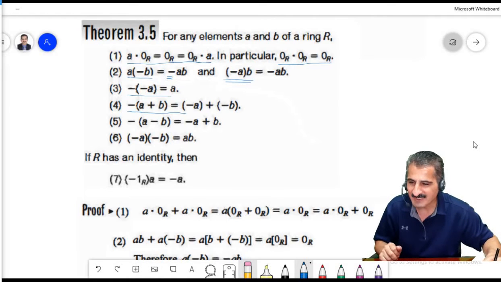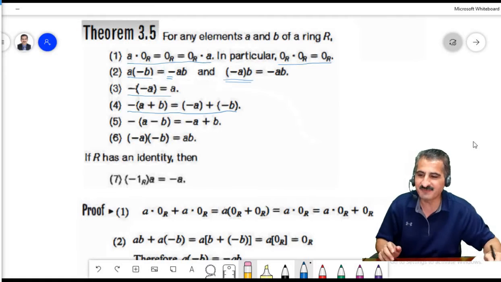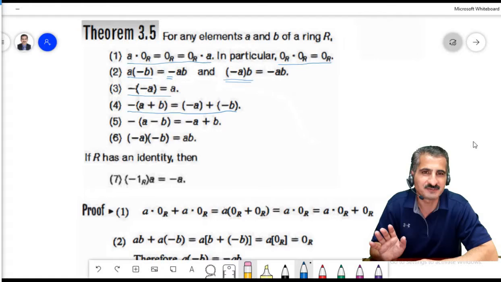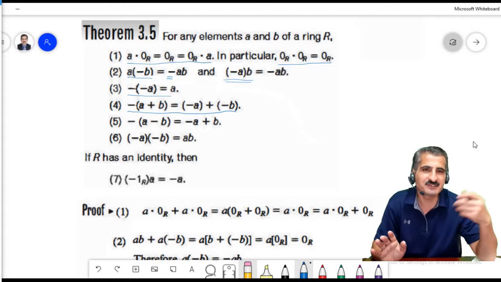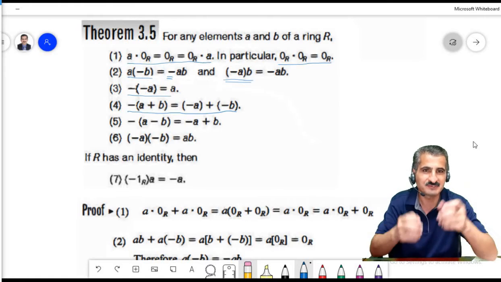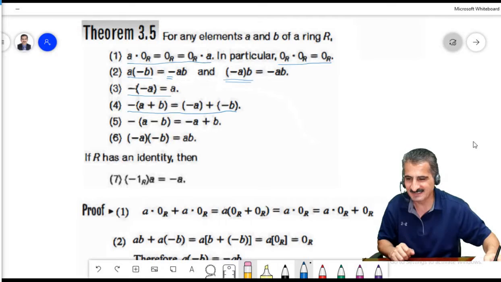Number 4 says, oh, okay, if I add two elements and then take the additive inverse, on the other side, I take the additive inverse of each element and add them, would I get the same result? The answer is yes. This is number 5.